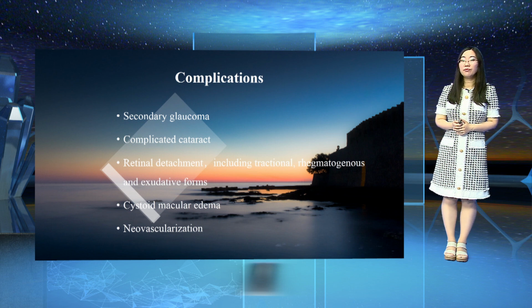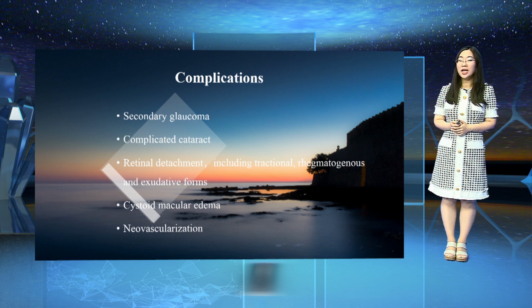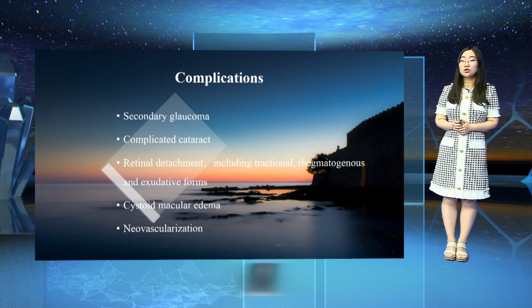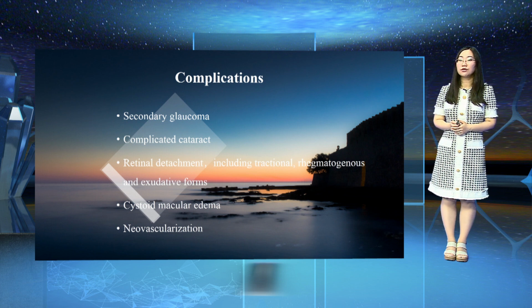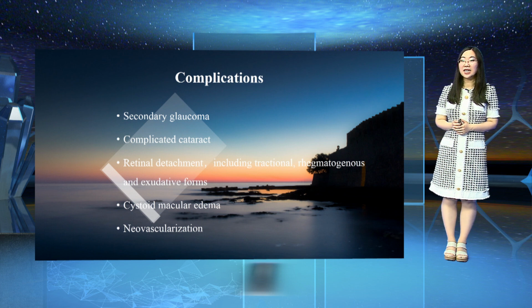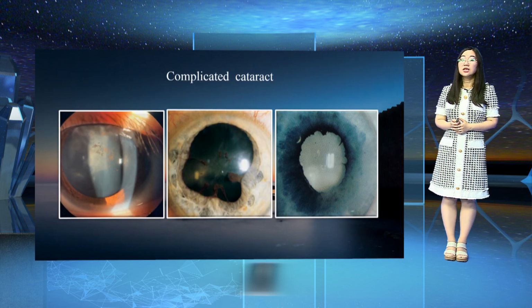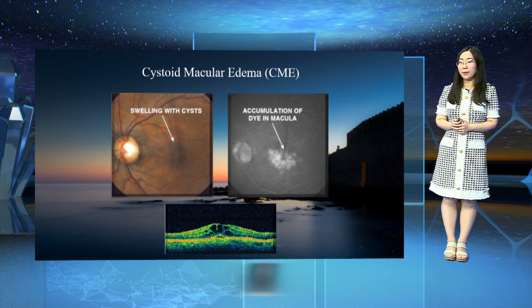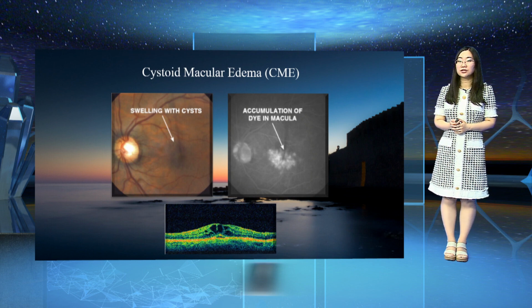Cystoid macular edema is a common cause of visual loss in patients with uveitis and may be observed in the setting of severe anterior or intermediate uveitis. Retinal detachments, including traction and exudative forms, occur infrequently in patients with posterior, intermediate, or diffuse uveitis. This is a complicated cataract. This is swelling with cysts in the macula and accumulation of dye in the macula.